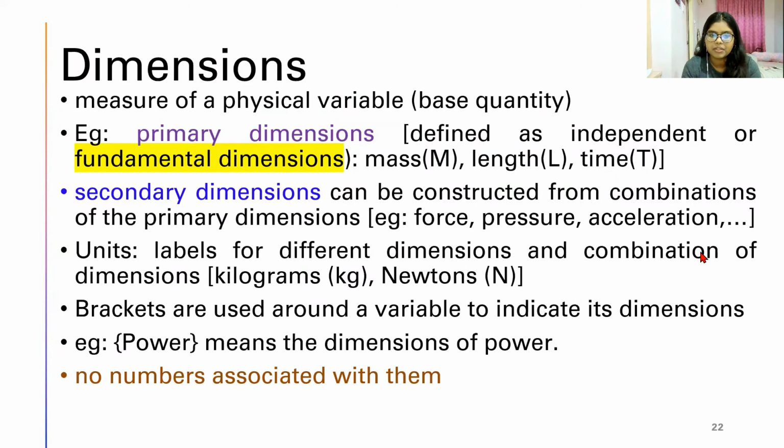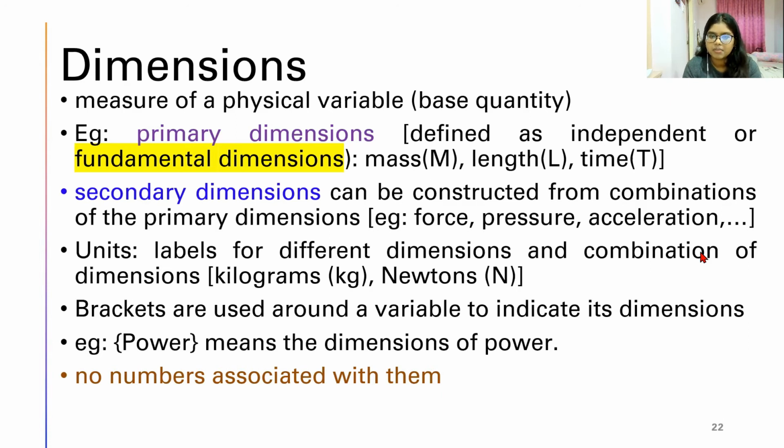First one is dimensions. Dimensions are a measure of a physical variable, for example, base quantities like mass, length, time, temperature, and so on. So primary dimensions are defined as independent or fundamental dimensions from which other dimensions can be obtained. Examples of primary dimensions are mass, length, and time.